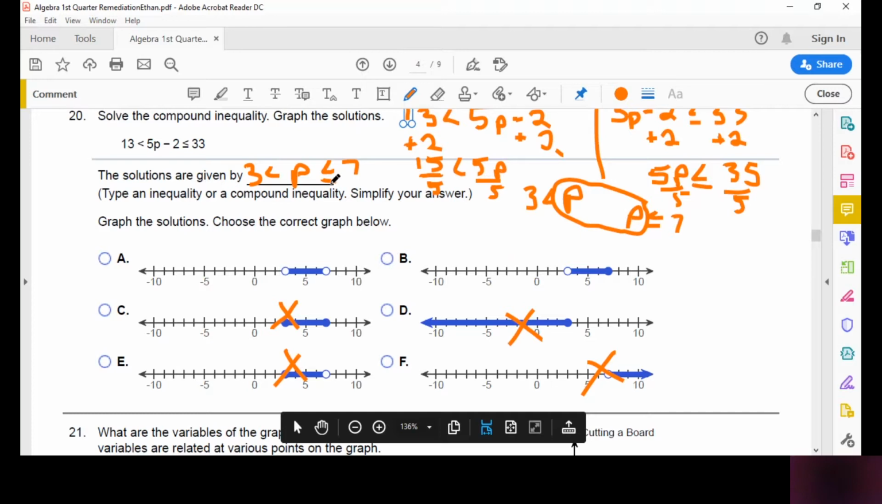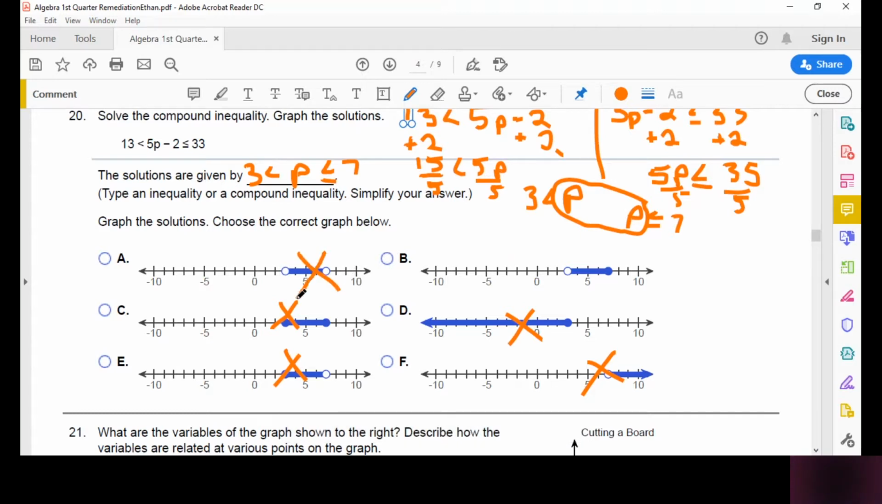We look at the next one. This is a closed dot at 7. This is an open dot at 7. Not this one. There's your open or your closed dot at 7, and it's a line that connects the two. Perfect.